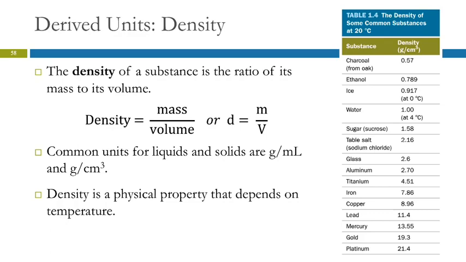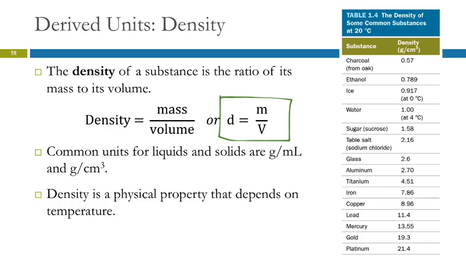Density is another derived unit. The ratio of the mass of a substance to its volume. So we can say that density equals mass over volume, or D equals M over V. And this is an equation that you need to memorize as well. And you've probably, hopefully, have seen that before. Common units for liquids and solids are going to be grams per milliliter and grams per cubic centimeter. We typically use milliliters for liquid volumes and cubic centimeters for solid volumes, but we understand that they mean the same thing.